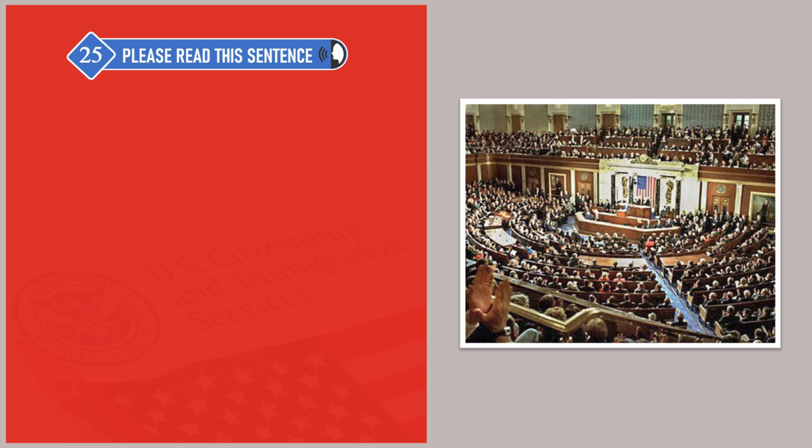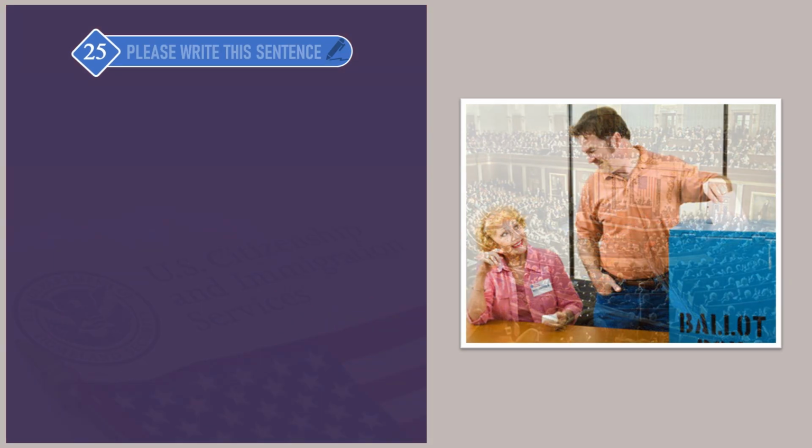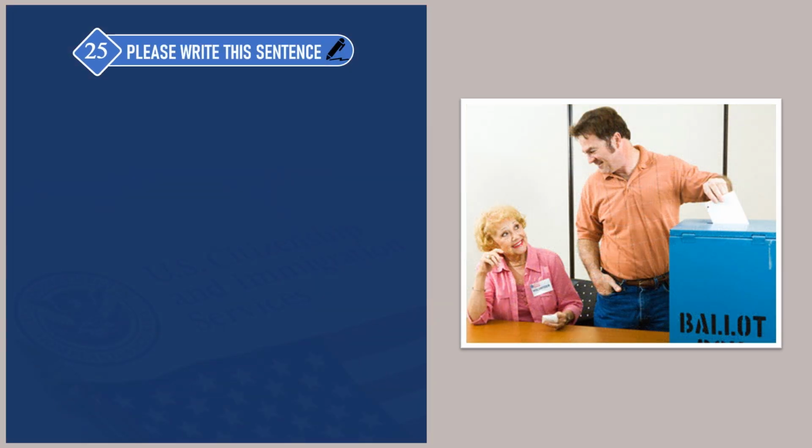Please read this sentence. Who elects Congress? Please write this sentence. Citizens elect Congress.